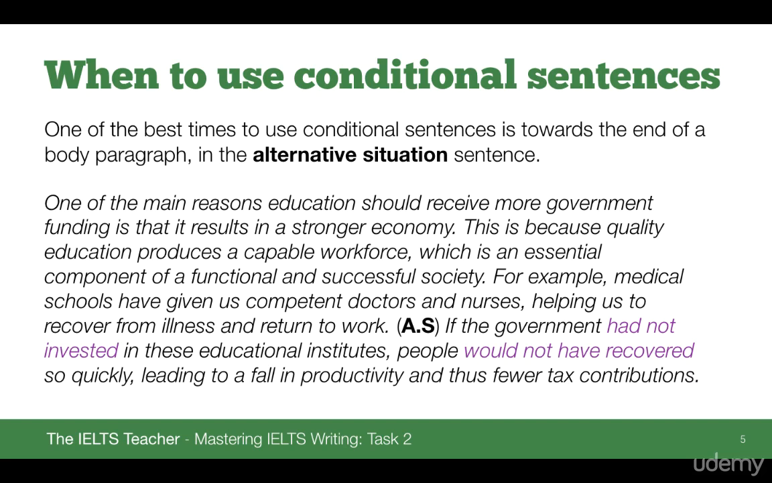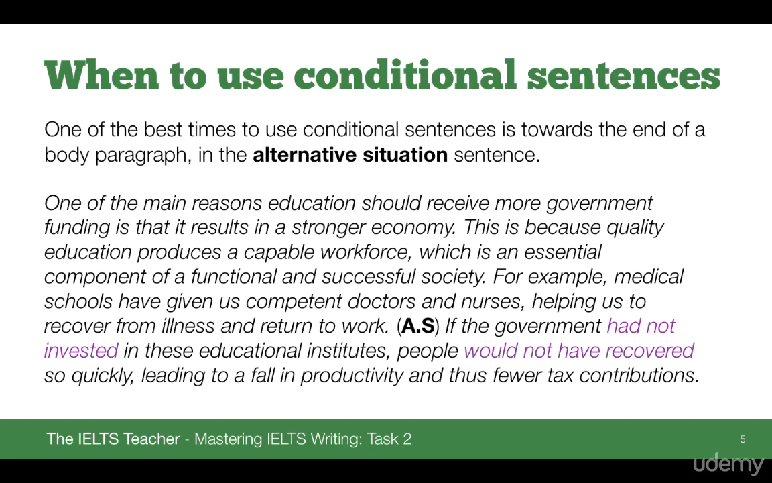For example, medical schools have given us competent doctors and nurses, helping us to recover from illness and return to work. Now we have the alternative situation. This is where we are looking at what the positive or negative result of the opposite event would be. So in this case, we are going to look at the negative result of not investing in education.